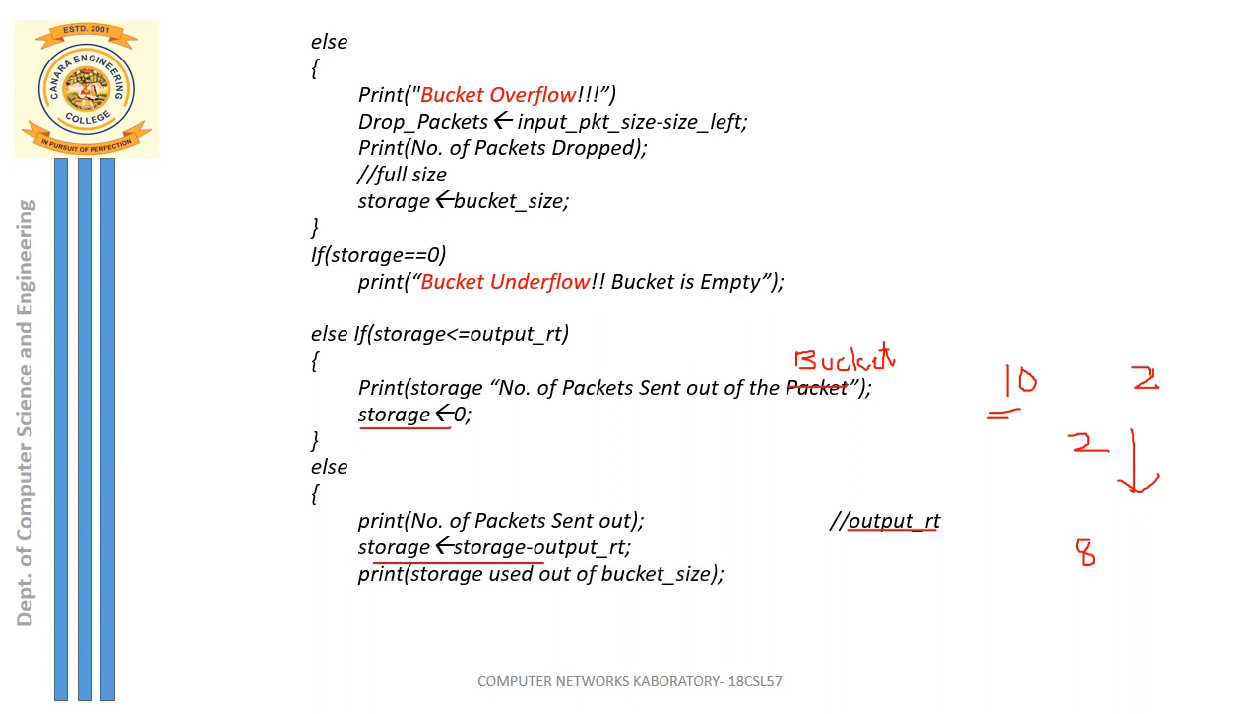And print storage, that is the number of storage used out of bucket size. Here it is 8 out of 10 used. 2 packets can be stored in the bucket. And the number of packets in the bucket is 8, which can also be printed with the help of storage. So this is for one clock tick. Like this we have to run for the number of clock ticks. The same algorithm needs to be run number of clock tick times.